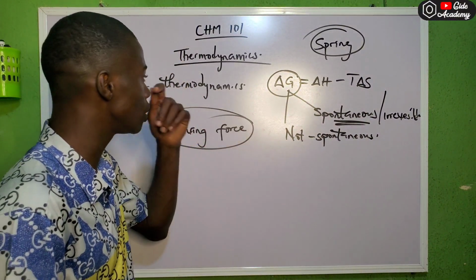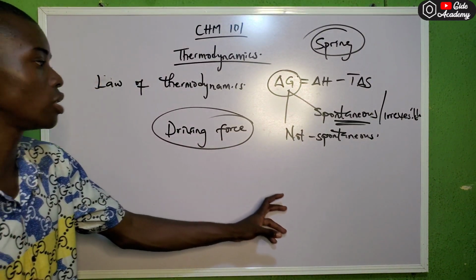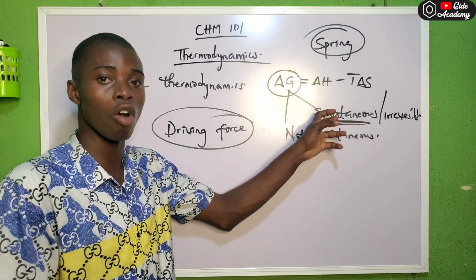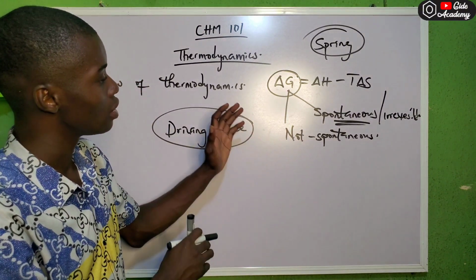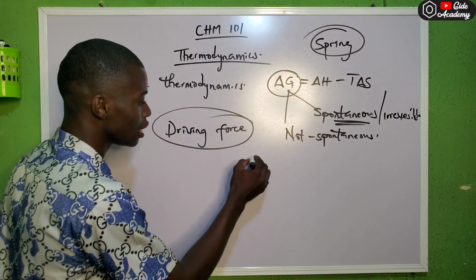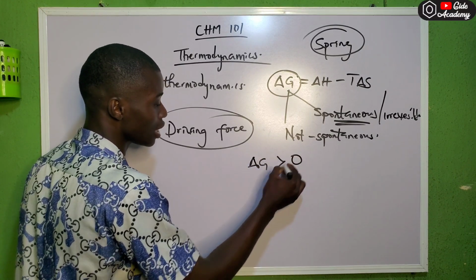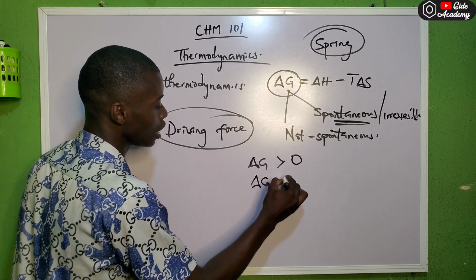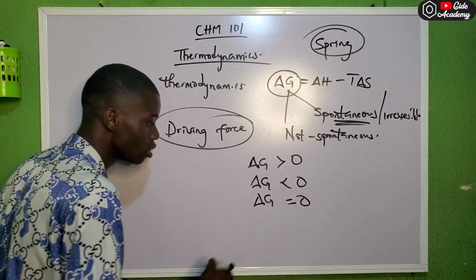So delta G, which is Gibbs free energy, the driving force behind every chemical reaction, has the ability to detect if the reaction is spontaneous or not spontaneous. Please take note of this. Another thing again: delta G can be greater than 0, delta G can be less than 0, delta G can be equal to 0. So please take note.